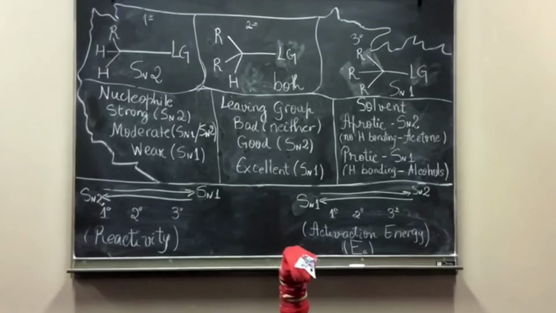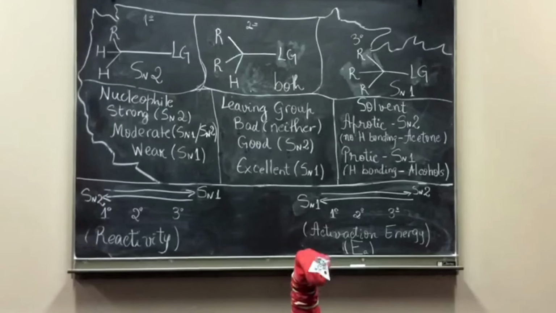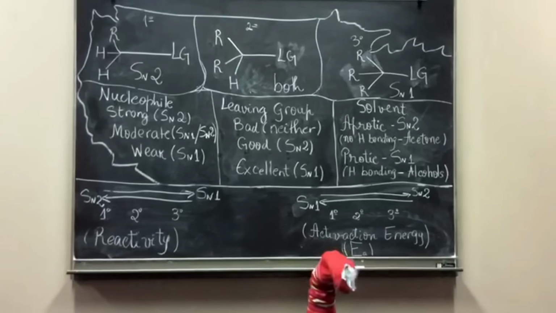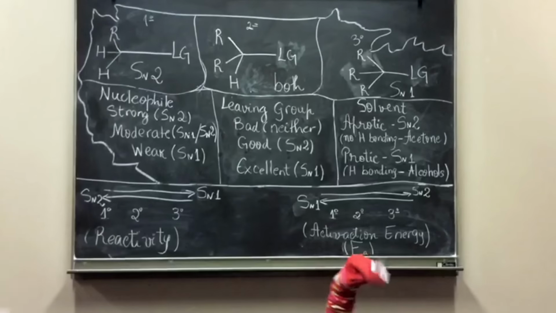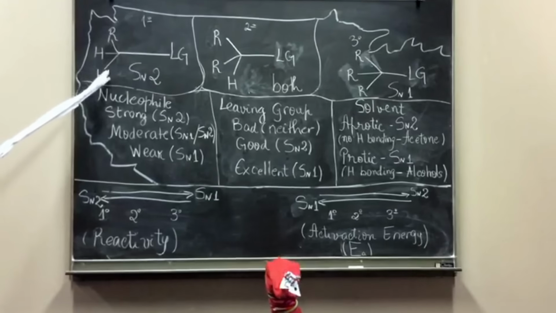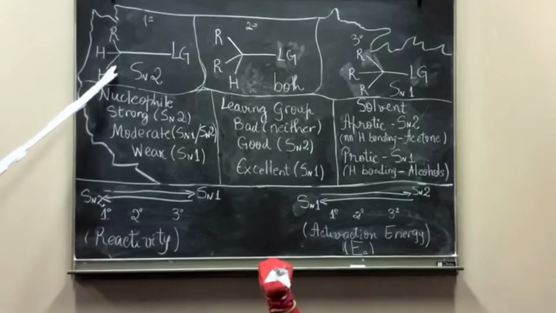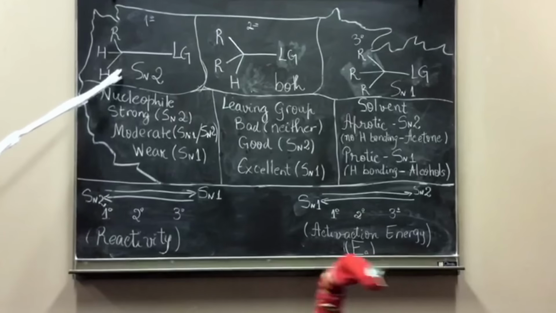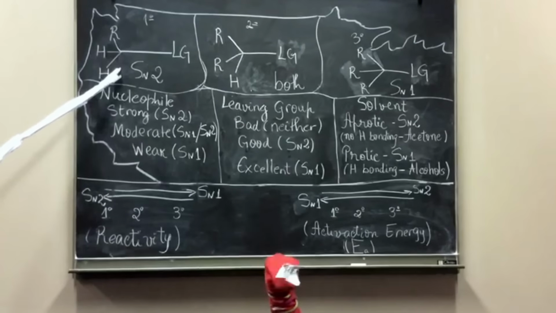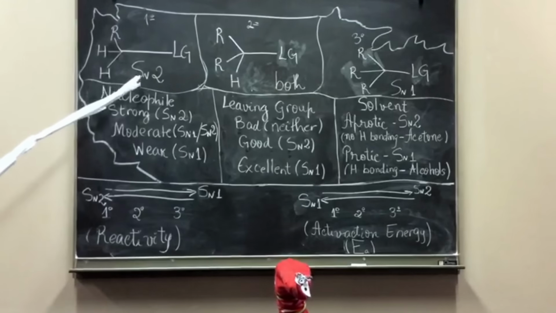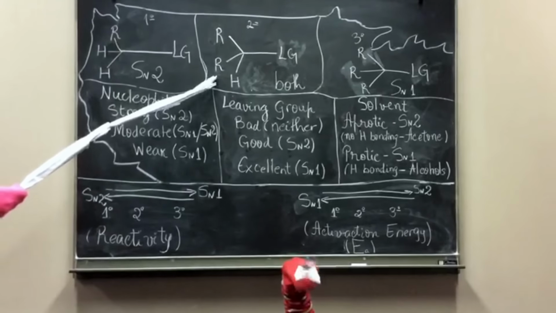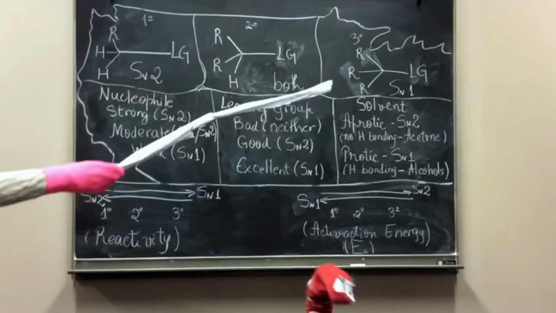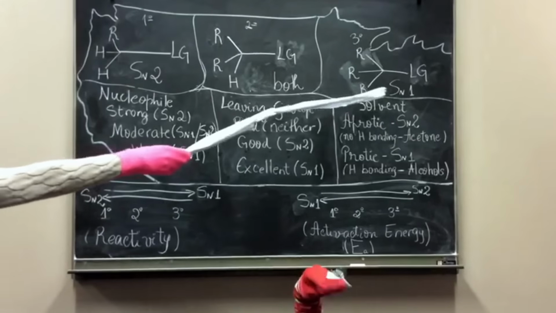Thanks, Debbie. Now, for each type of substitution reaction, we have 4 components: the substrates, the nucleophile, the leaving group, and the solvent. In the first part, we have, from left to right, the primary substrate, the secondary substrate, and the tertiary substrate. For the primary substrate, it happens only for the SN2 reaction. For the secondary substrate, it happens in both reactions, but we have to take into consideration the nucleophile. And for the tertiary substrate, it happens in the SN1.